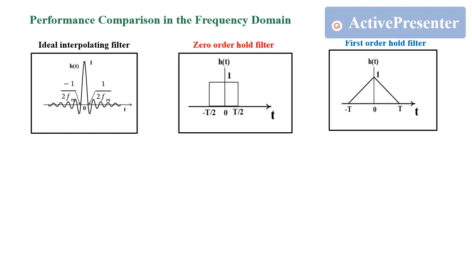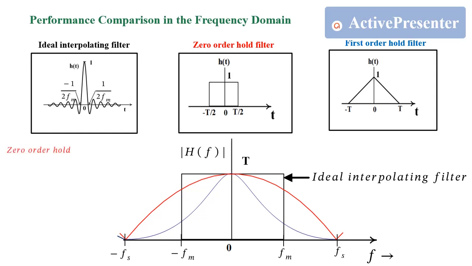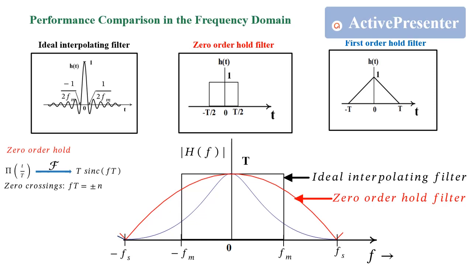To compare the behavior of these three interpolating filters in the frequency domain, we should compute their Fourier transforms. The transfer function of the ideal filter has a sharp cutoff at fm Hz, and it removes all frequencies that are greater than fm Hz. The Fourier transform of the zero-order Hold filter is a sinc pulse. This sinc pulse is of height T and the zero crossings are at fs hertz.